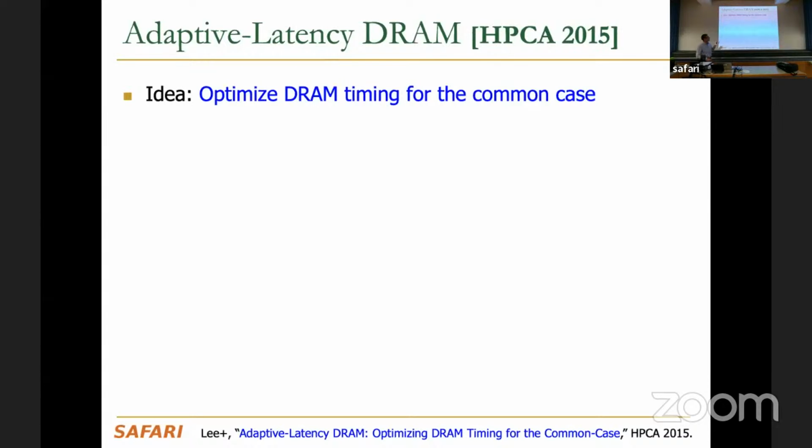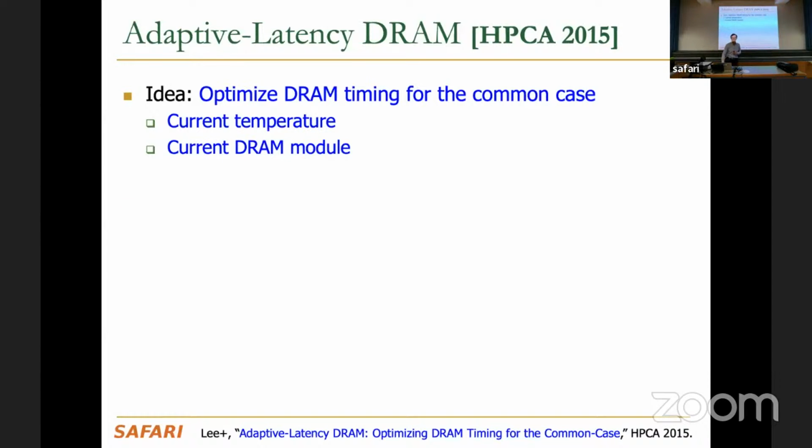So basically, the idea of the paper is very similar to what we have just said for processors. Optimize the operation for the common case, not the worst case. Optimize the timing parameters in particular. What is the common case? Basically, current temperature and current DRAM module. If you can detect these, you can actually do much better.